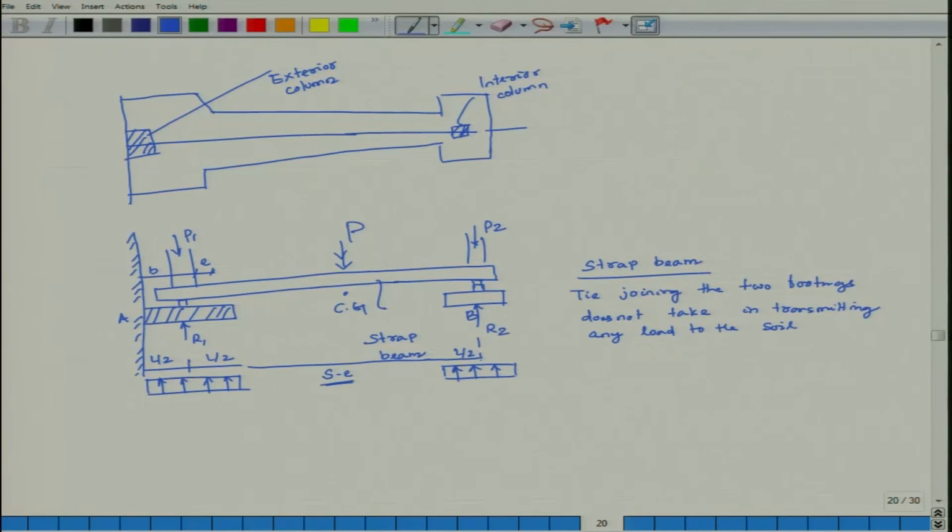Are you getting this? What is the role of this strap? Role of this strap basically redistributes your load. It brings back load to CG, but at the same time this strap is only a tie beam. It is connecting the two columns. At the same time it does not transmit any load to your soil. Actually load will be transmitted from here to here, but this is just connected, so that your CG is shifted and CG will be coming centrally, so that there should not be any eccentricity.